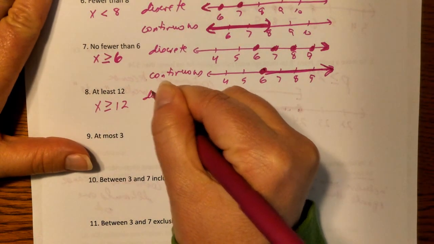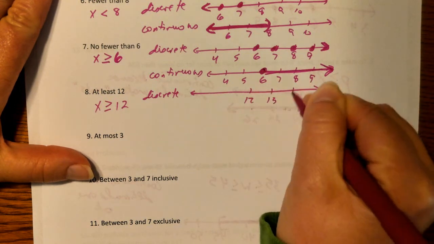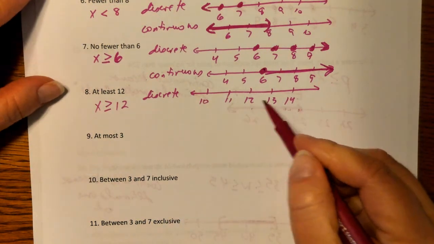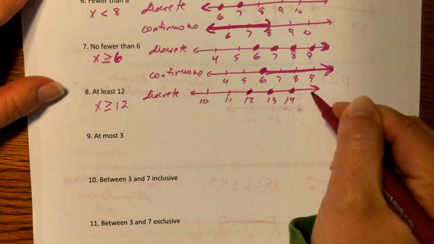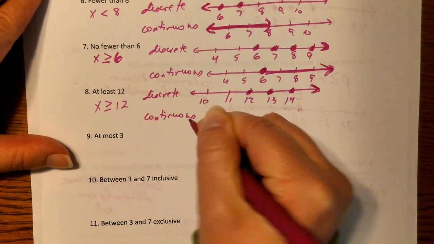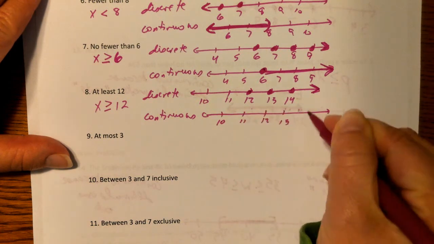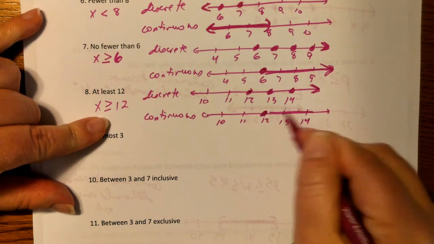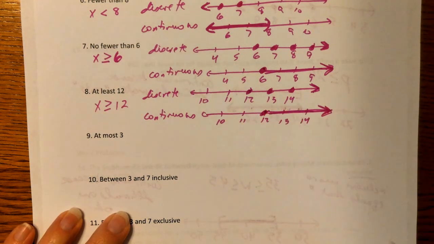For the discrete graph, 12 in the middle, a couple numbers on each side. If it's discrete, we're just coloring whole numbers. So 12, 13, 14, etc. and the arrow. If it's continuous, then we start at 12 and we go to the right, and we do color the whole line to represent all the decimals and fractions in between.